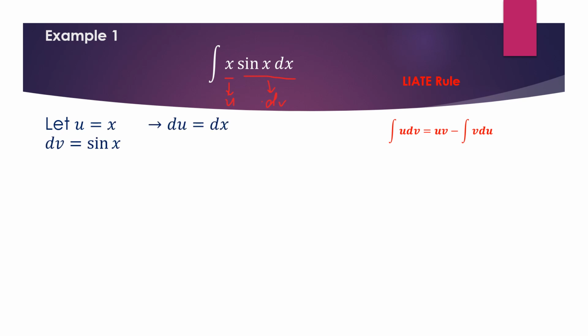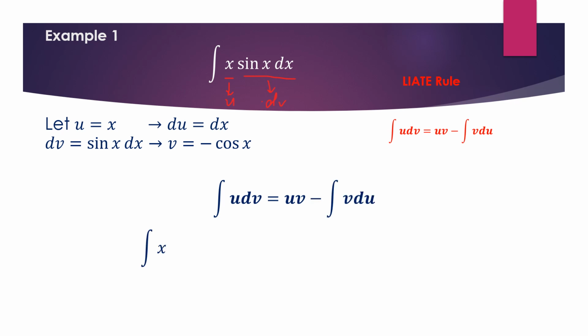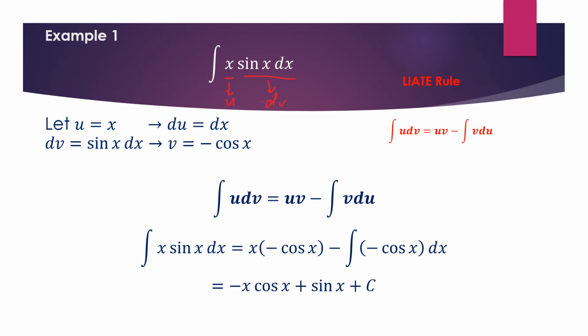And then we get dv equal to sine x dx, and v equal to negative cosine x. Use our formula: integral u dv equal uv minus integral v du. We'll get x times negative cosine x minus integral negative cosine x dx, and that equals negative x cosine x plus sine x plus c. Here we need to add plus c. It's very important. It stands for the constant.